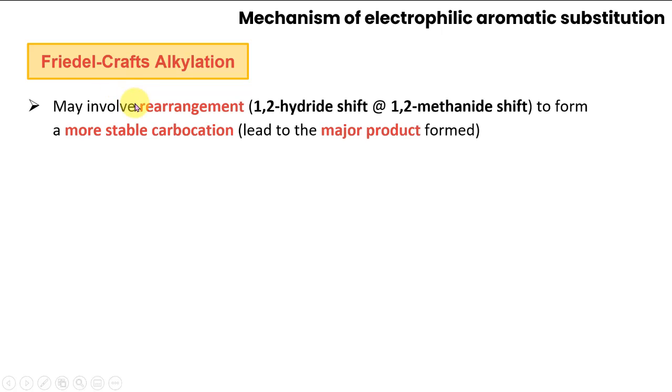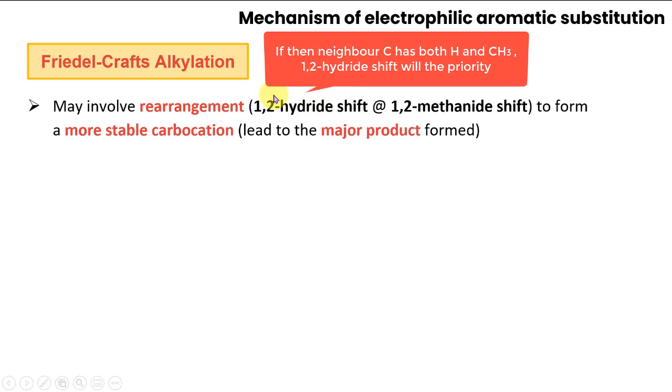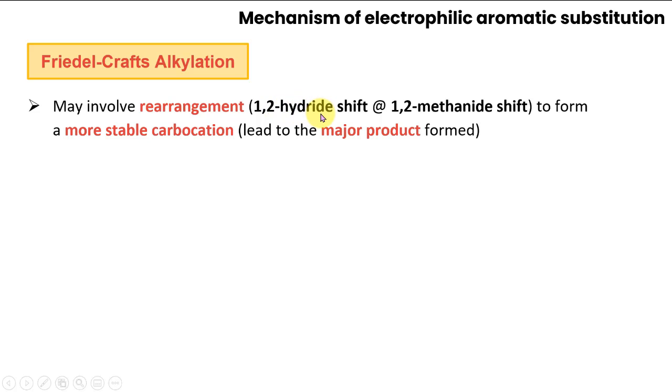So next we have our Friedel-Crafts alkylations. Please learn about the spellings. For Friedel-Crafts alkylations, it may involve rearrangement, either a 1,2-hydride shift or a 1,2-methanide shift. If your neighbor carbon has hydrogens, we will first go with the 1,2-hydride shift. This is our priority. If no hydrogens are present, then only you go with the 1,2-methanide shift. This is to form a more stable carbocation, which will then lead to the formation of your major product. For the stability of carbocations, tertiary carbocation is the most stable, followed by secondary, primary, and methyl carbocation is the least stable.